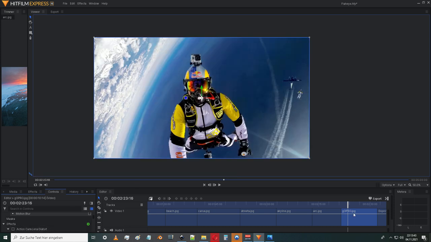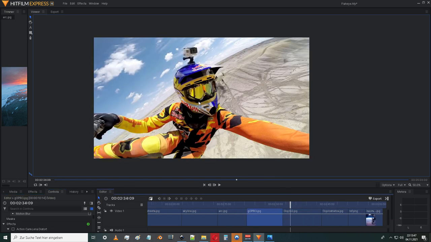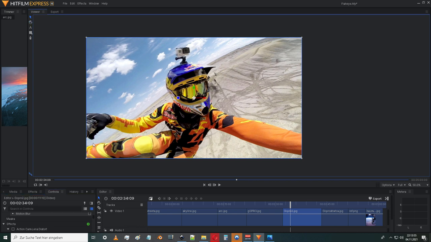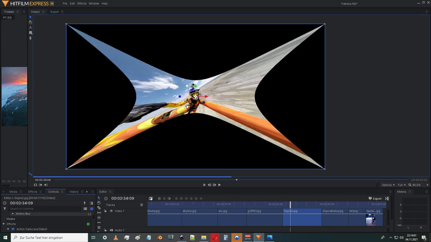So we got another GoPro with a motocross dude. Let's go. You see the earth bends around the center. That's undistorted.